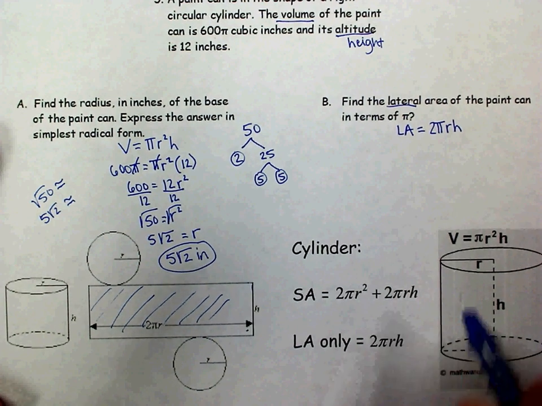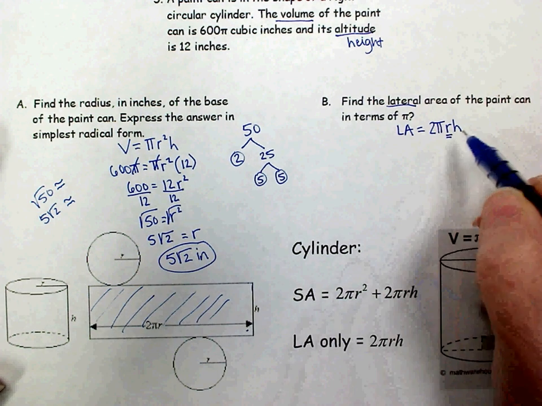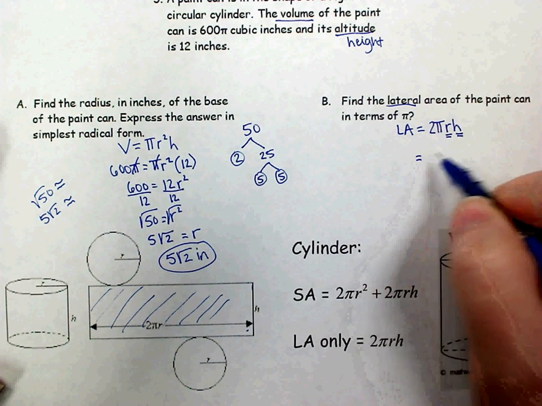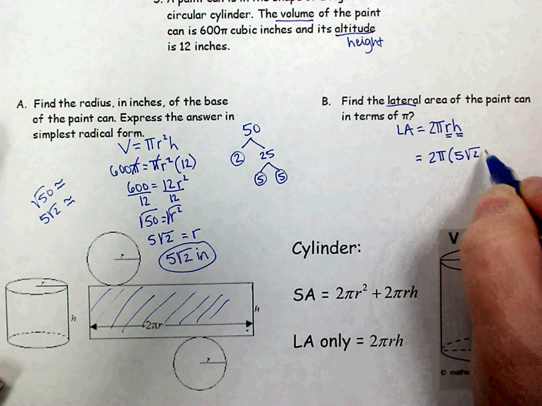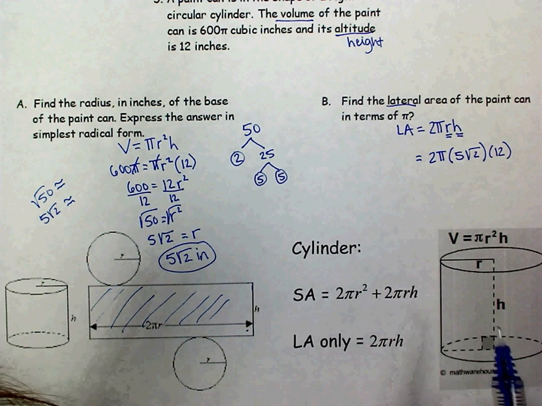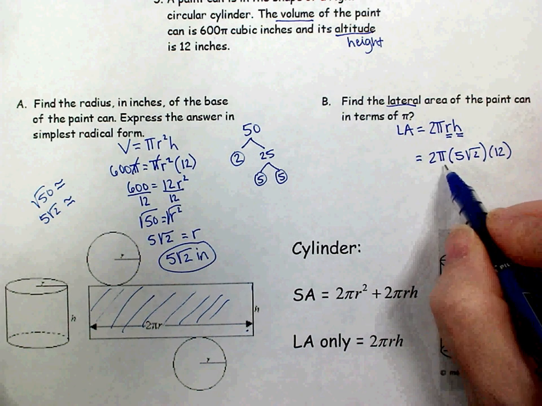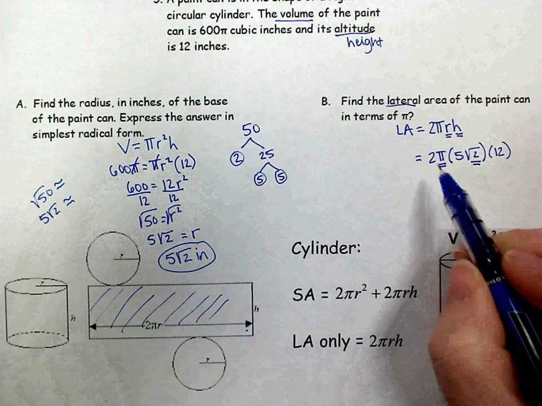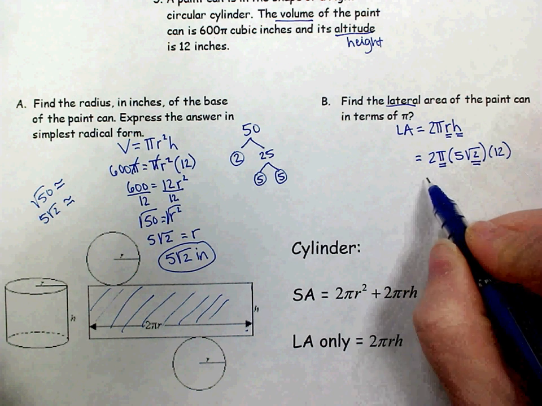We don't have the plus 2 pi r squared part because we're not including the ends of the paint can. So now I know the radius is the 5 square roots of 2, and I was given my height in the problem to be 12. So I can find the lateral area by multiplying 2 times pi times the 5 square roots of 2 times the height of 12. Now we don't have any rounding instructions, so remember you don't put the irrational parts into your calculator. You don't enter the pi or the square root of 2 in your calculator. You're only going to multiply 2 times 5, which is 10, and 10 times 12, which is 120.